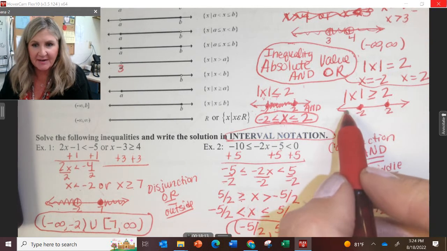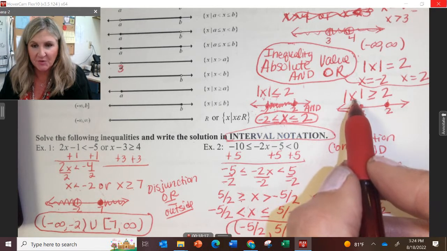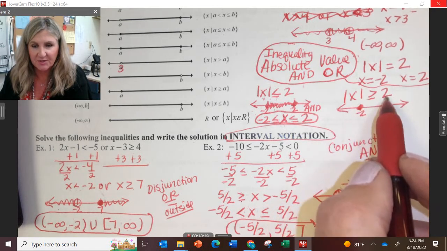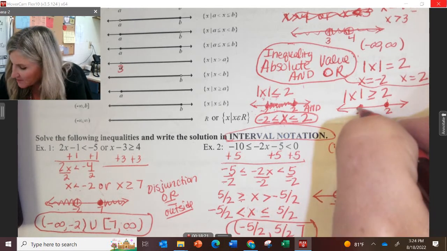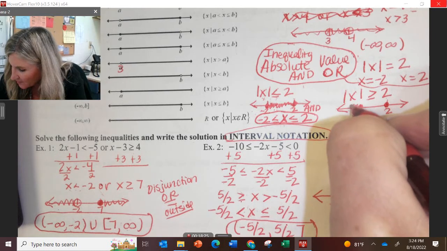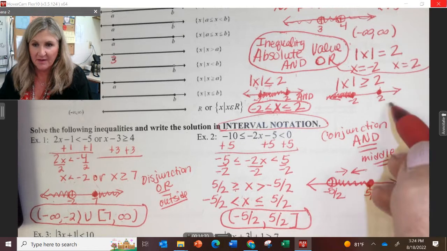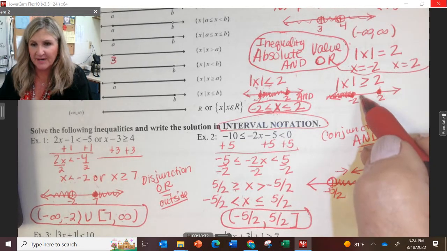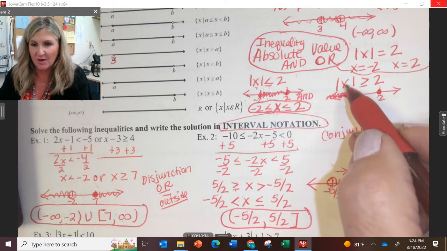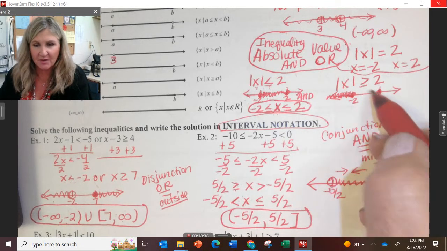Well, check it out. Let's check negative 3. What's the absolute value of negative 3? 3. Is 3 greater than or equal to 2? Yes. 3 worked. Would negative 4 work? Would negative 5 work? Yes, they're all going to work. Okay. What about here? Negative 1. What's the absolute value of negative 1? 1. Is 1 greater than 2? No. That area is not going to work.